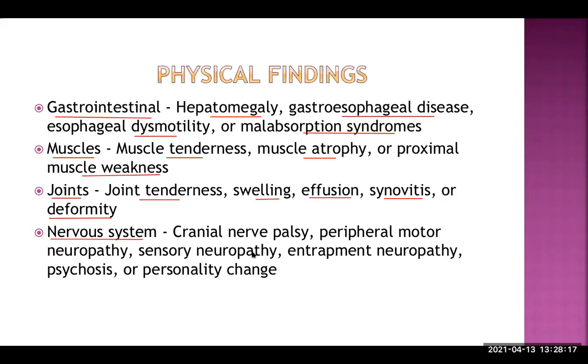Regarding the nervous system, the patient may have neuropathy, that is cranial nerve palsy, or peripheral neuropathy. They may be motor or sensory, or they may be entrapment neuropathy. Remember, one of the conditions is carpal tunnel syndrome. This is a perfect example of entrapment neuropathy, because the median nerve is trapped in the carpal tunnel because of some deposition there, or because of proliferation of the tissues there. So there are so many causes of carpal tunnel syndrome, and this may be one of the causes.